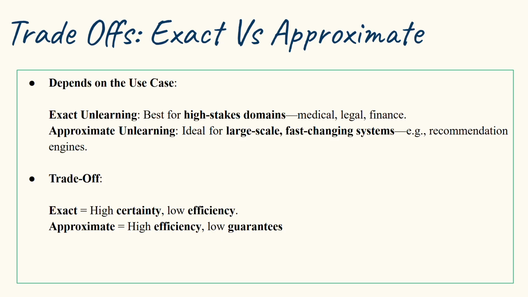If you're building a medical model or something with legal exposure, exact unlearning might be the safer choice. But if you're running a recommendation system with millions of users and daily updates, approximate unlearning might be your only practical option.